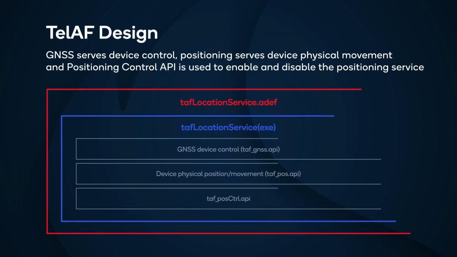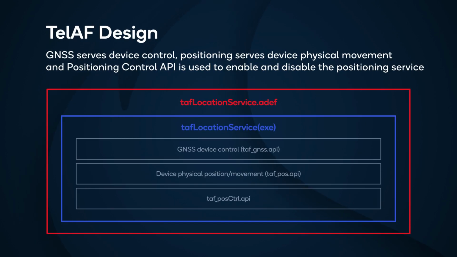This diagram shows the design of TAF Location Service. TAF Location Service.adef is an application definition file for TAF Location Service. Inside are 3 API files: TAF_GNSS.api, TAF_position.api, and TAF_positioncontrol.api that correspond to the APIs mentioned earlier.